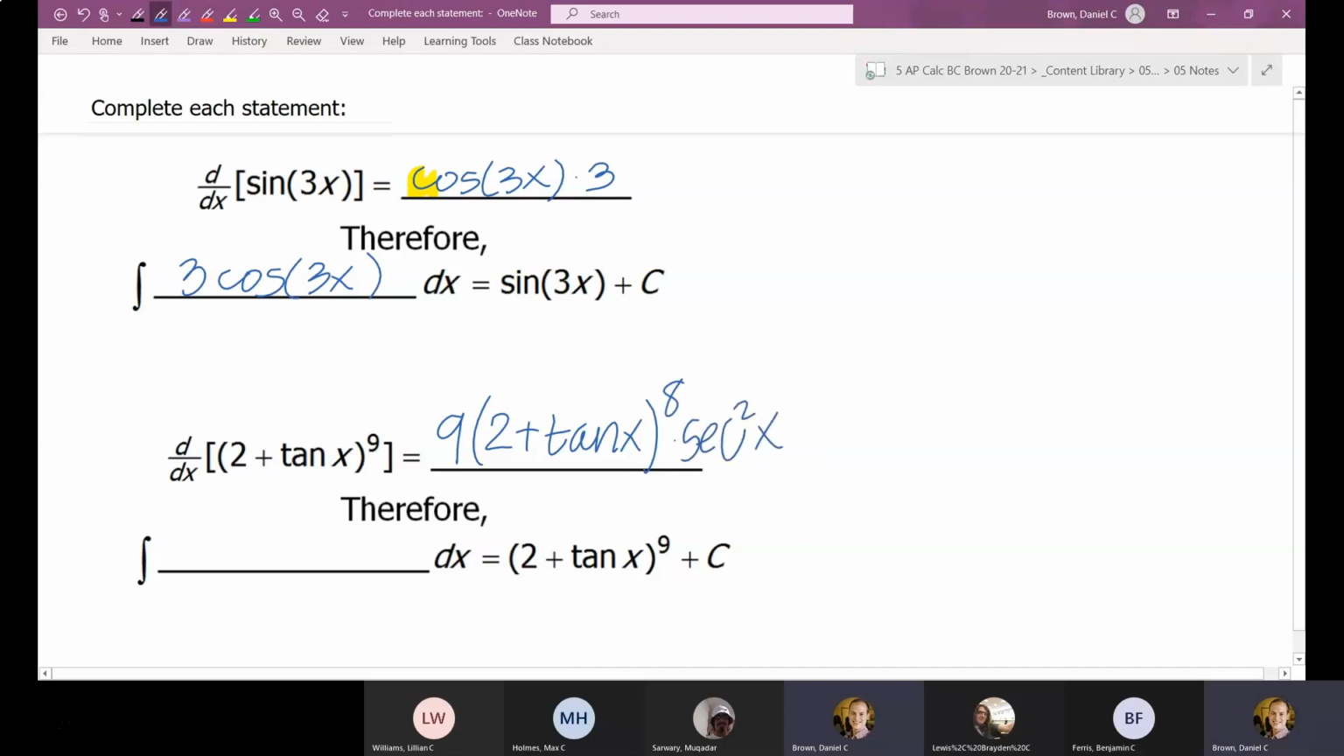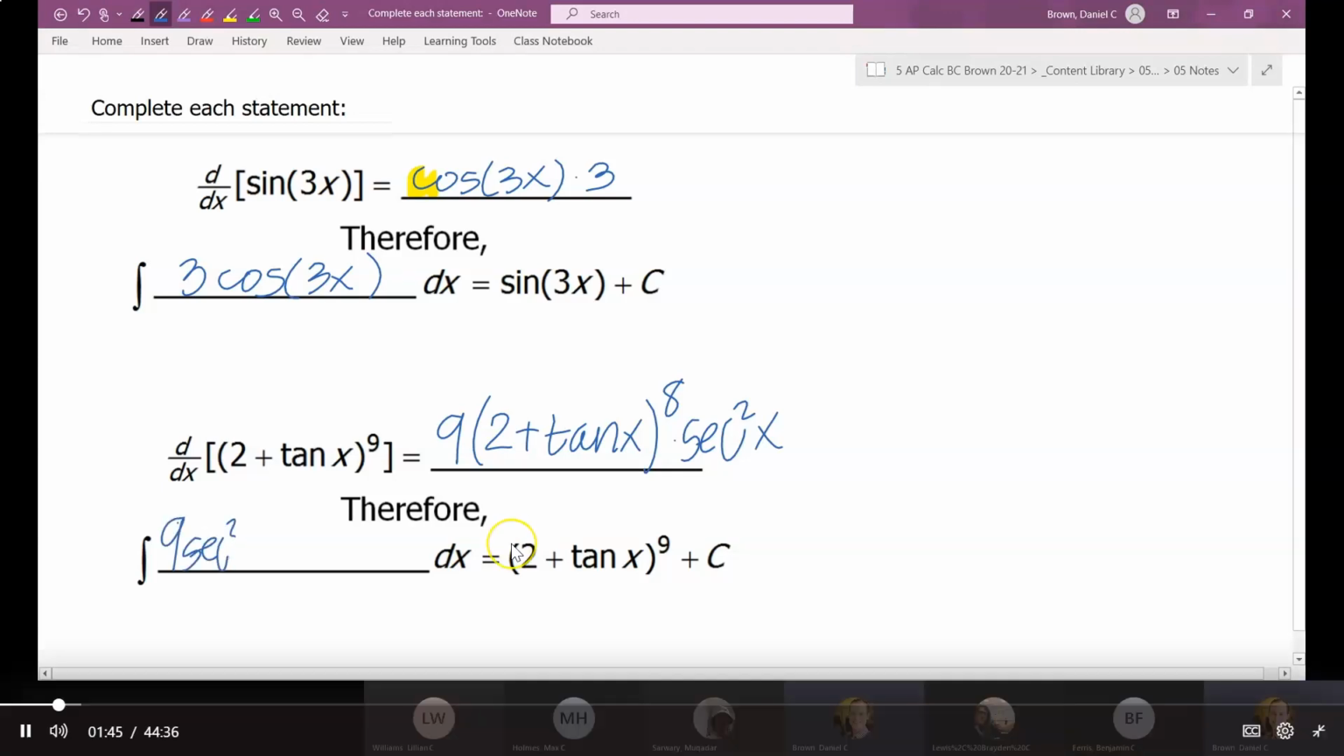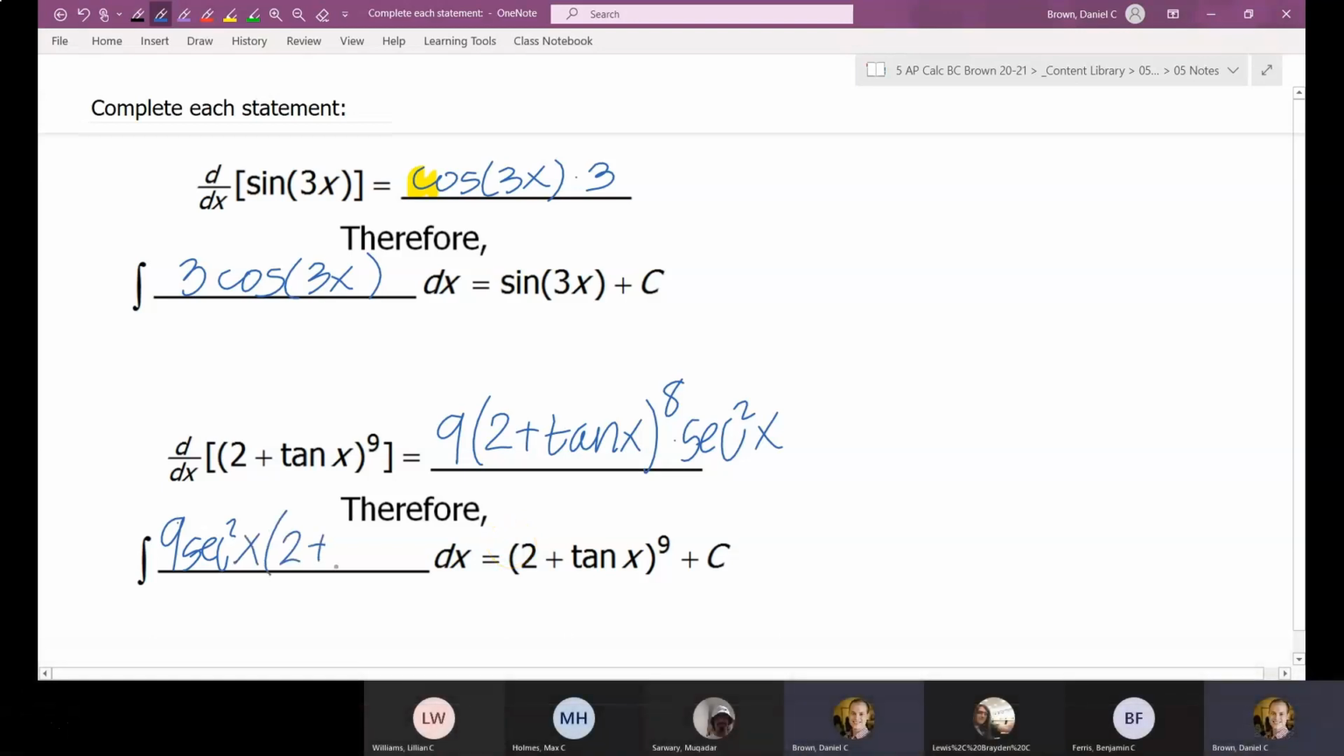If you're just looking for an integral, often the integral won't be written that nicely, so you can clearly see the chain rule. The integral will often be written something like this, like 9 secant squared of x times 2 plus tangent x to the 8th. And we just need to get used to recognizing where would that 9 have come from when we took the derivative? Where would that secant squared have come from? And how do we undo that?